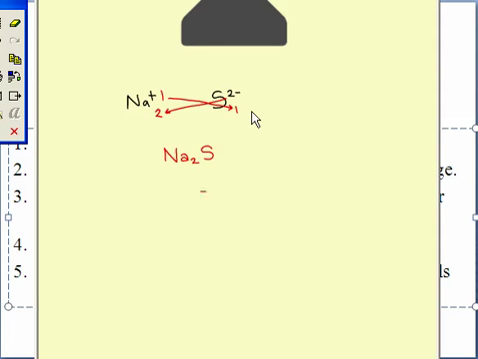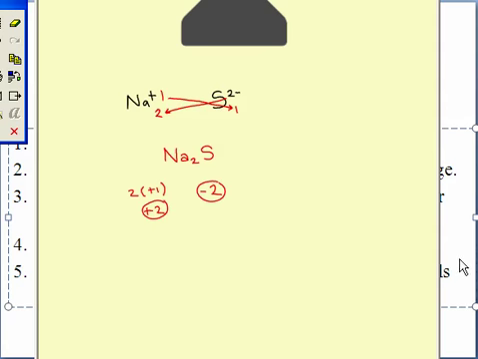My total charge here is -2. And when I bring the 2 down here, it means I'm multiplying the 2 by the +1. So 2 times +1 means a total charge of +2. And so these two cancel out. I sometimes refer to this as the switchy technique.